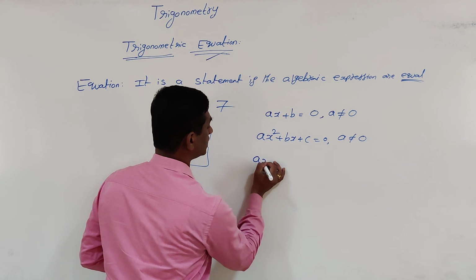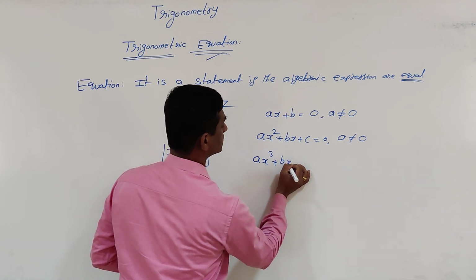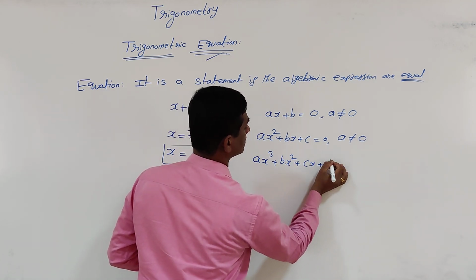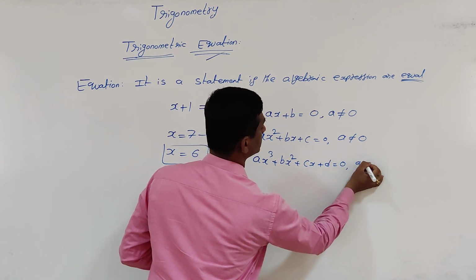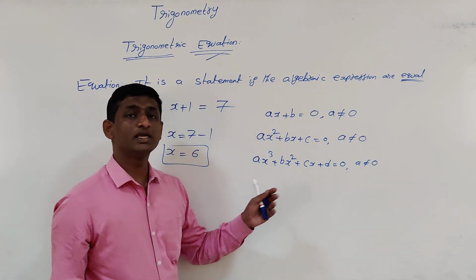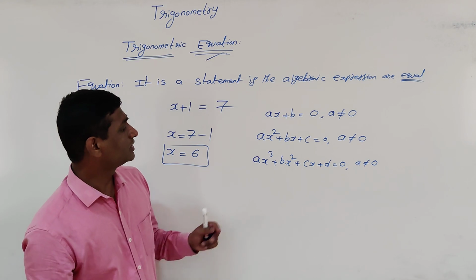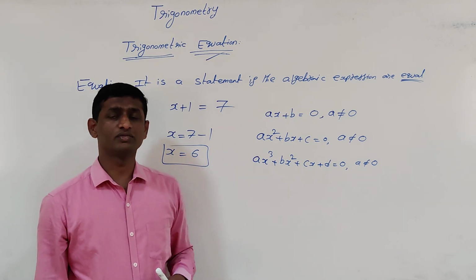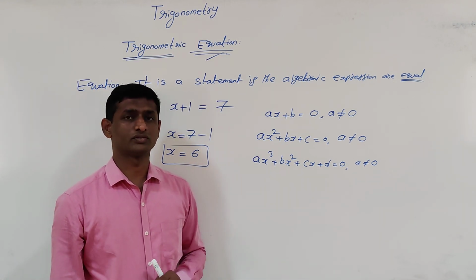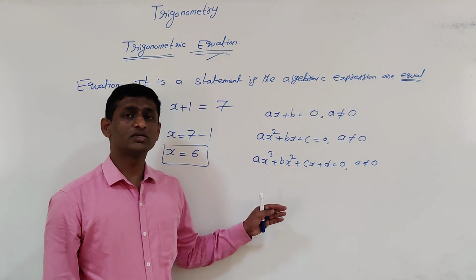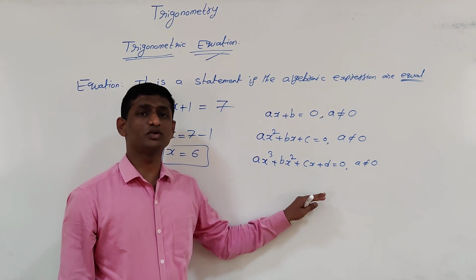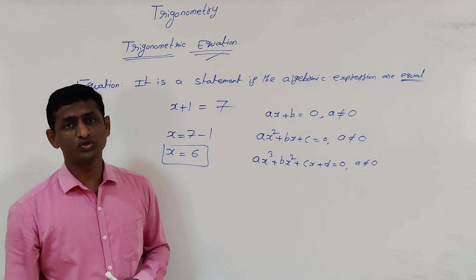Similarly, if I go for ax cube plus bx square plus cx plus d is equal to 0, where a is not equal to 0, then it is a cubic equation. It is an equation of degree 3, means it will have 3 roots. And the set of values of x which satisfies the equation are called solutions.